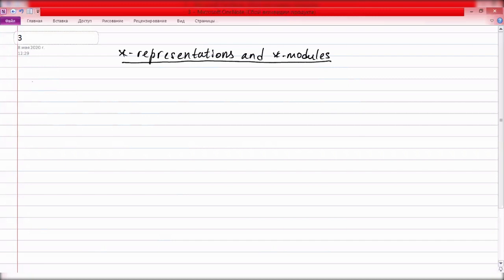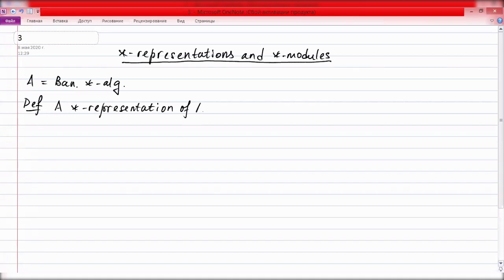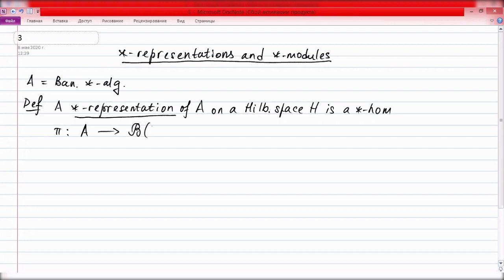So suppose that A is a Banach star algebra. By definition, a star representation of A on a Hilbert space H is a star homomorphism pi from A to the algebra of bounded linear operators on H.